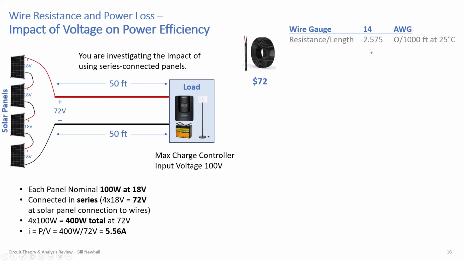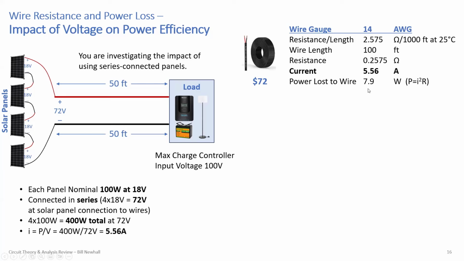You have same resistance per length, the same length. Here's the resistance, same resistance. The current now is not 22 amps, it's 5 amps. So the power loss to the wire is now 7.9 watts, and that's only 2% power loss.